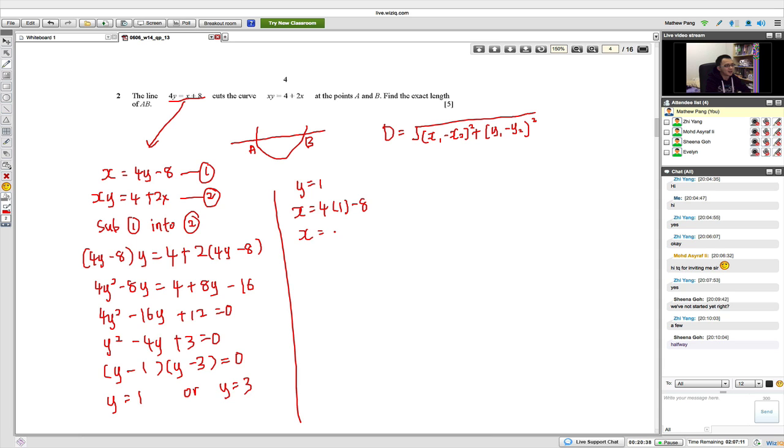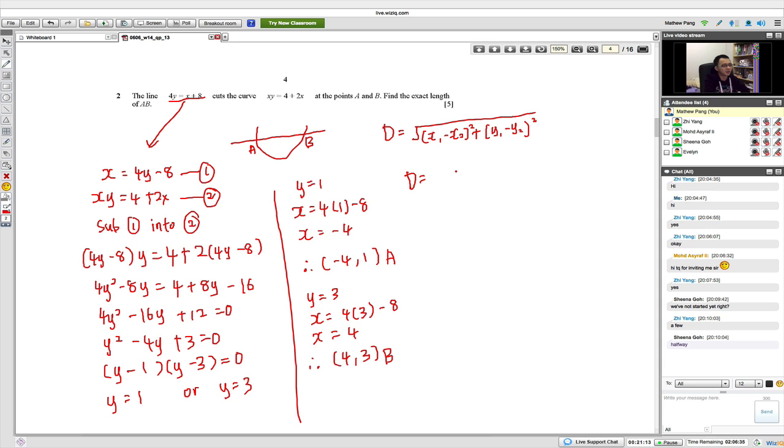X is negative 4. So normally I will straight away write the coordinate after I work out one combination, which is negative 4 and 1. And then when y equals 3, I will get x equals 4 times 3 minus 8. So this is 4. Alright, so my second coordinate will be 4 and 3. Okay, in this case, it doesn't matter which one is A and which one is B. So you just label it. This is A and B. Or this is B and A. It doesn't matter.